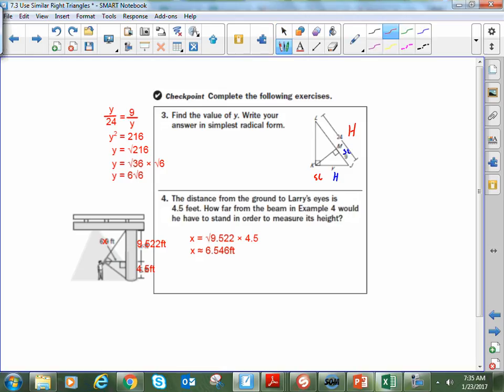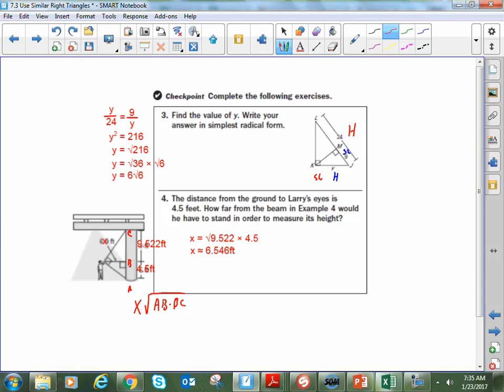So for instance, if I said this is A, and this is B, and this is C, typically we just think of it as the square root of AB times BC. And that's basically what I did. I took the same value that we had before, multiplied it by 4.5, and took the square root of that product, and got about 6.5 feet. And that's how far away he is.